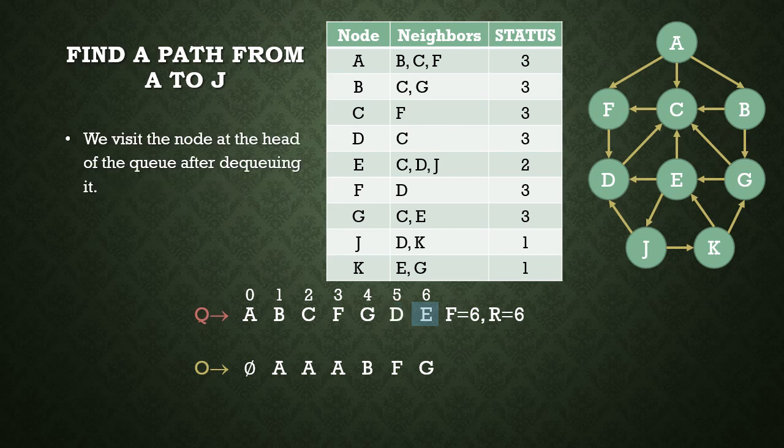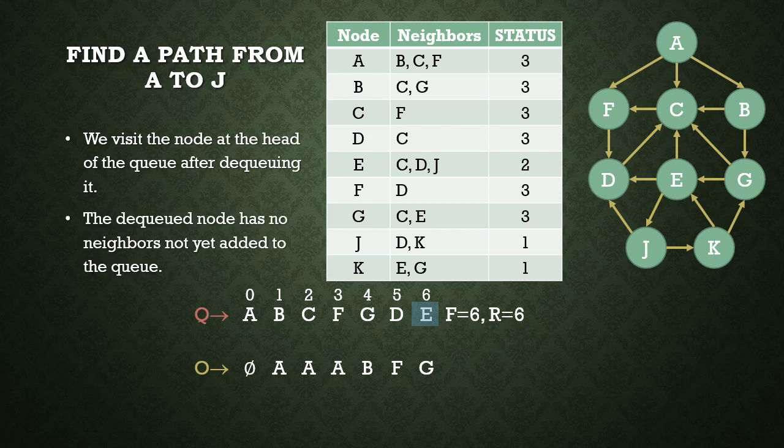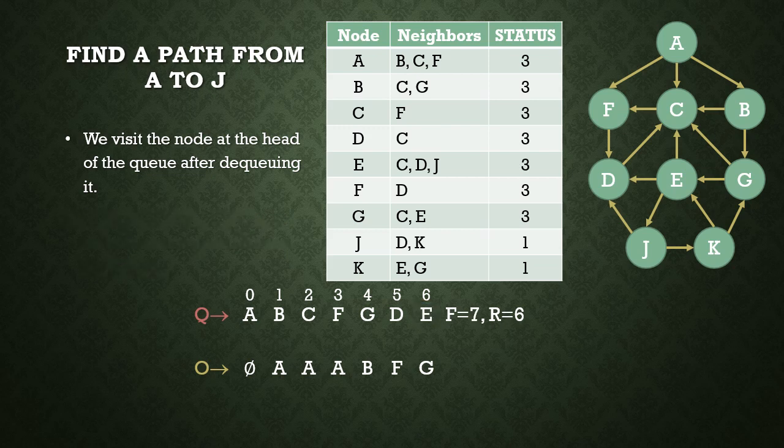Now we dequeue D. Status of D becomes 3 and front pointer is advanced. D has only one neighbor, which is C, that is already part of the queue, so we do not add it to the queue. We dequeue E and we visit it, so status of E becomes 3. Front pointer has advanced, and since F is 7 and R is 6, you can see that the queue is empty.